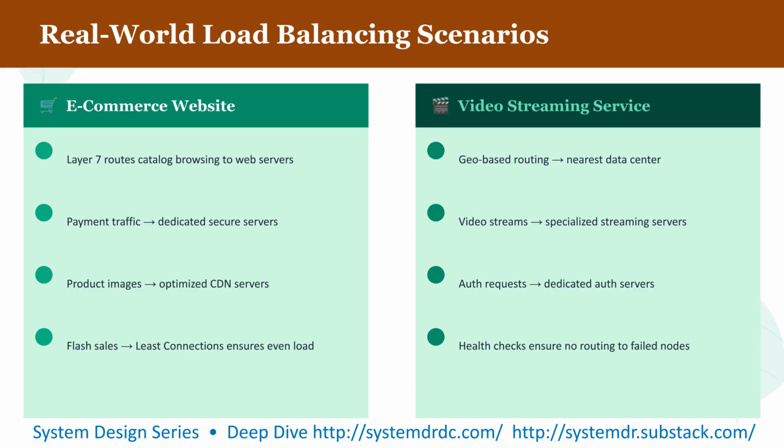In e-commerce, Layer 7 routes separate traffic types, like catalog browsing, payments, and product images, to specialized servers. In video streaming, load balancing uses geo-based routing to direct users to the nearest data center and sends video streams to specialized servers, all while using health checks.